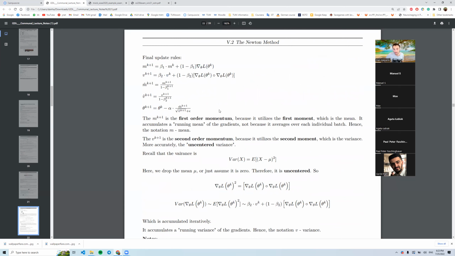Okay, any more questions about that? And I hope it was clear what we mean by zero, the initialization of them.